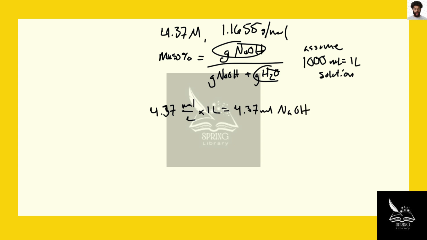And if we know moles of sodium hydroxide, we can get mass of sodium hydroxide using the molecular weight, right? Molecular weights are in grams per mole, so we simply take our 4.37 moles and multiply it by the molecular weight of sodium hydroxide, which you can calculate using the periodic table or just look it up. However, you're expected to do that. The answer is 39.997 grams per mole. So the moles will cancel, and we're left with grams.